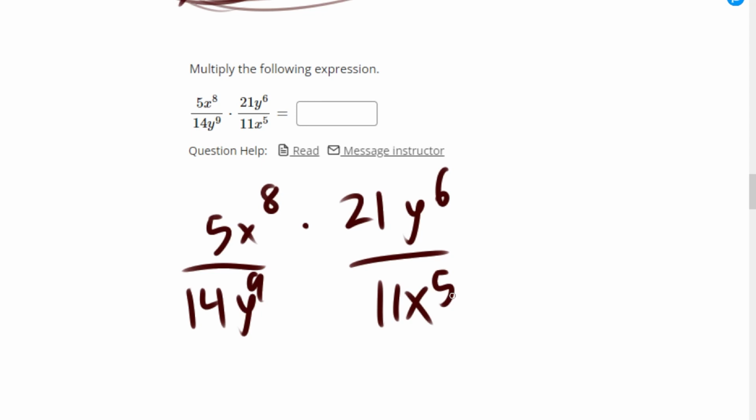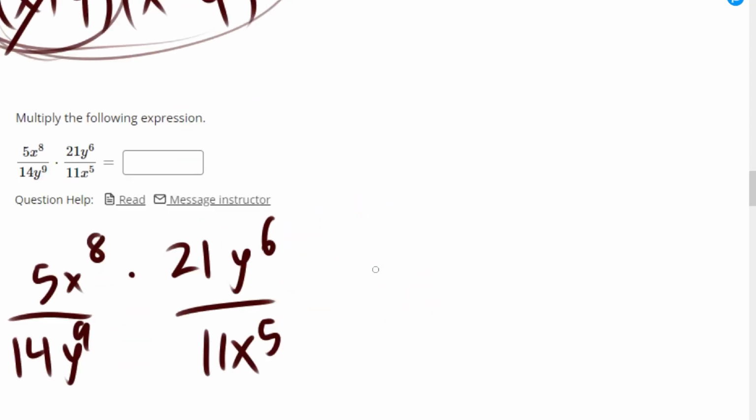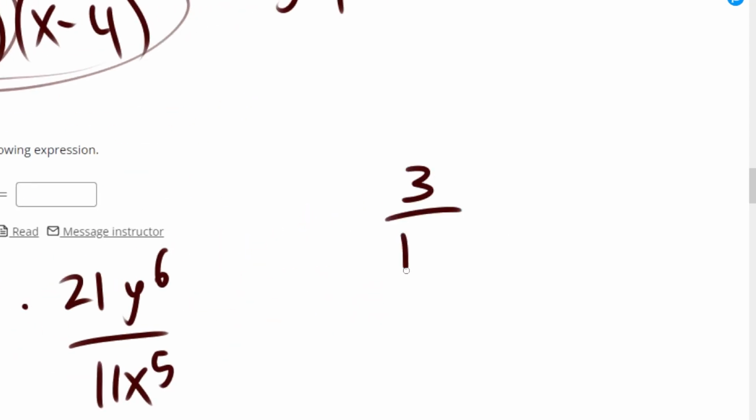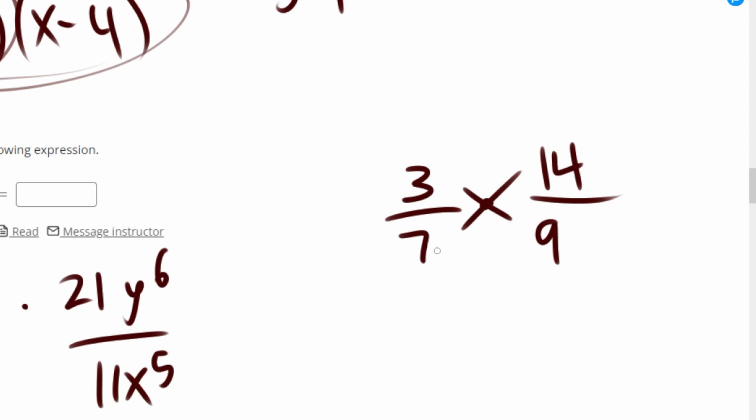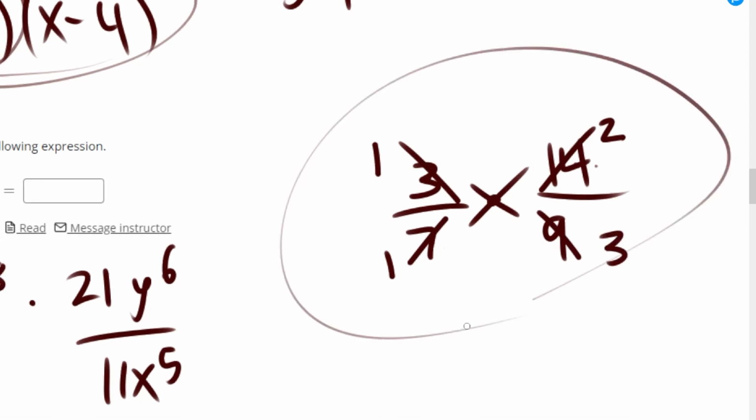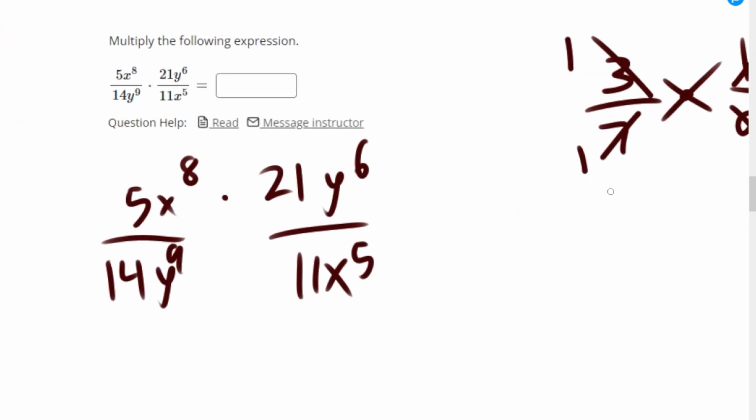If you don't remember how, let me give you a little brush up. If you have something like 3 over 7, multiplied by 14 over 9, what you can do is a little x and say, okay, can 7 and 14 reduce? 7 goes into 14 one time, leaving you with a 2, right? Can 3 and 9 reduce? 3 goes into 9 one time, leaving you with a 3. So we're allowed to do that. The same principle applies here.